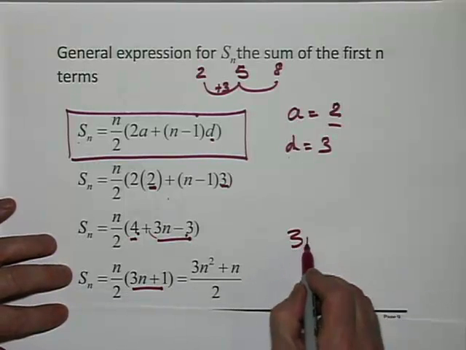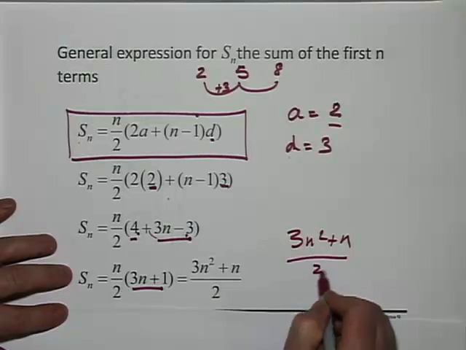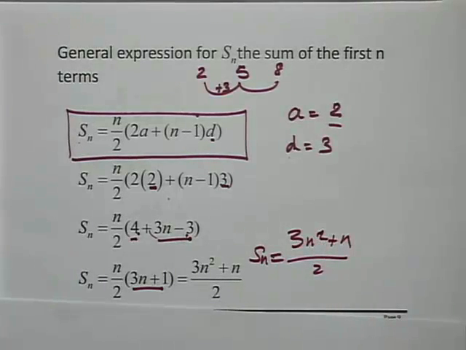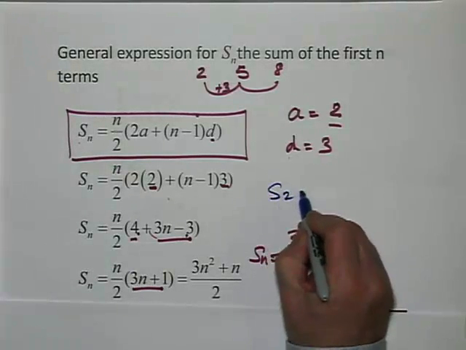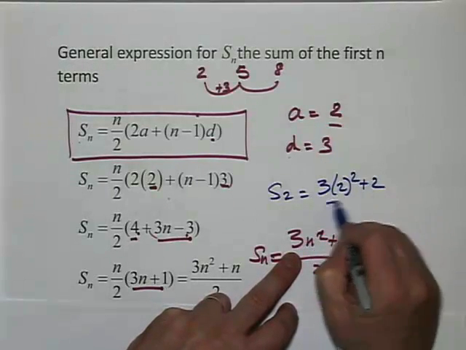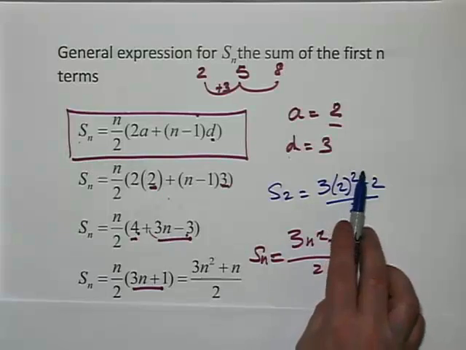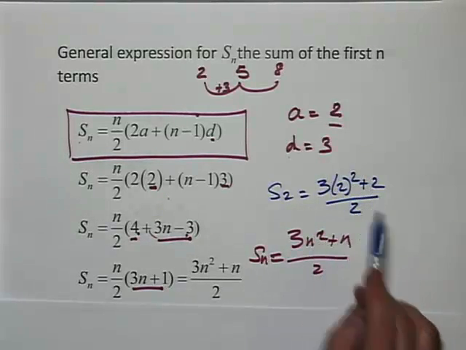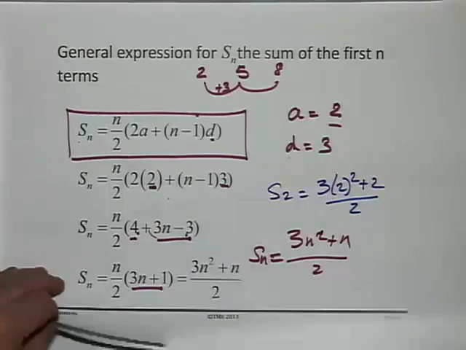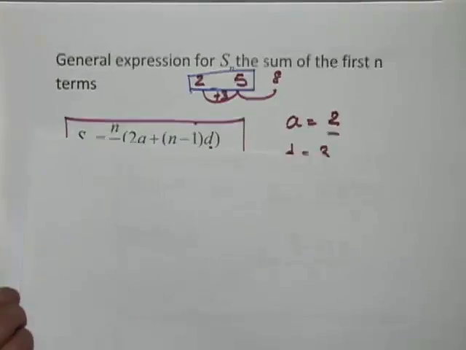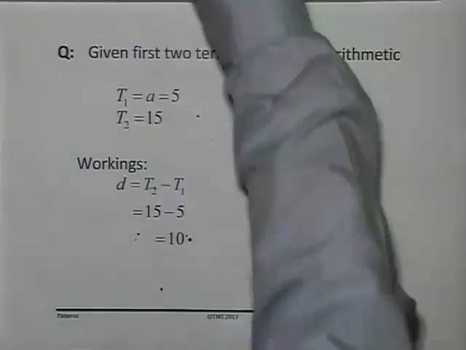And we get n times 3n plus 1, over 2. And that's our Sn. And we can try that. We don't have to, but let's try S2 just for testing it. S2 would be 3 times 2 squared plus 2, over 2. 2 squared is 4, 3 times 4 is 12, 12 plus 2 is 14, 14 divided by 2 is 7. And the first two terms, 2 plus 5, is 7. So it works.